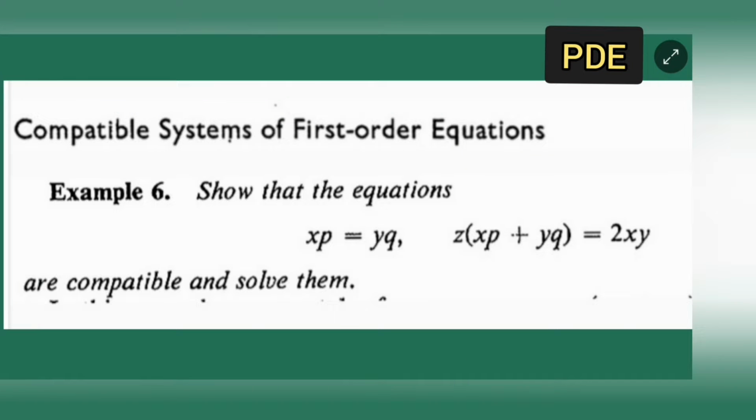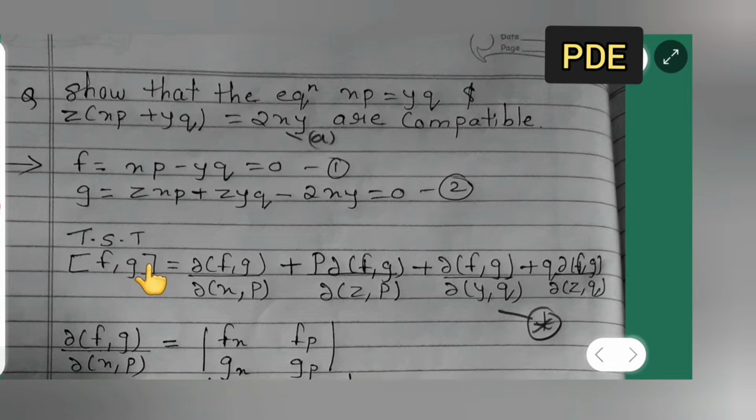Today's lecture of PDE, I am going to do compatible systems of first order equations. Example on that: show that the equations xp = yq, z(xp + yq) = 2xy are compatible and solve them. So let me start with doing this.